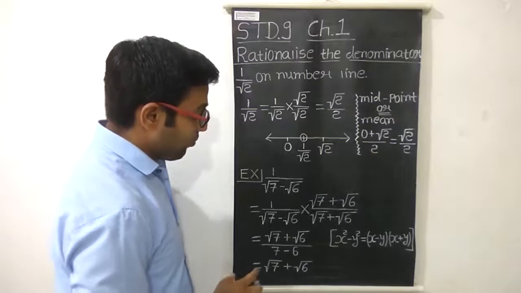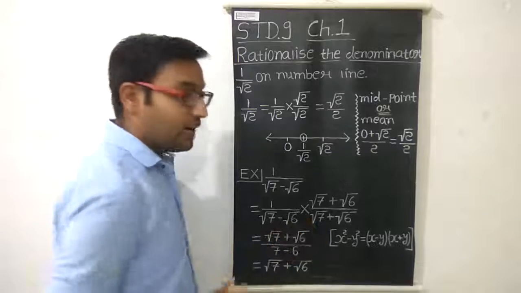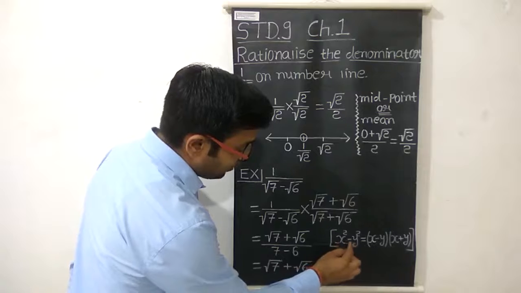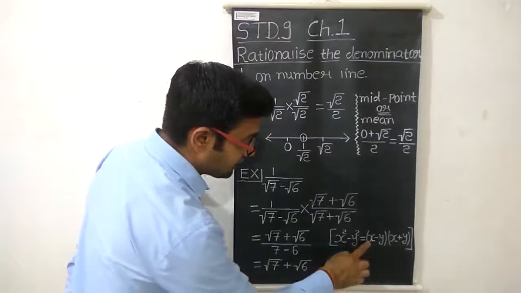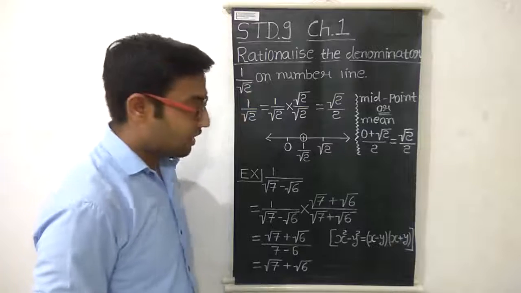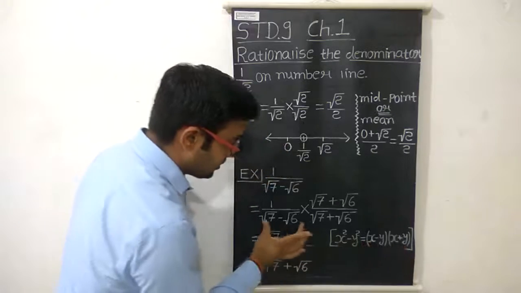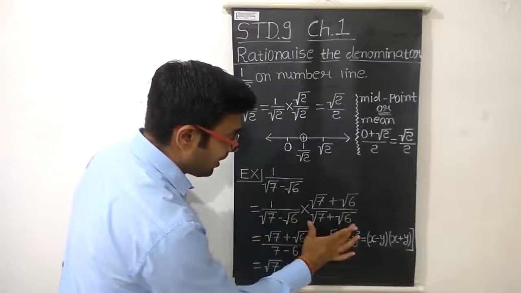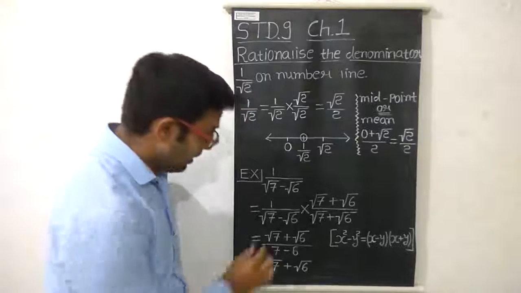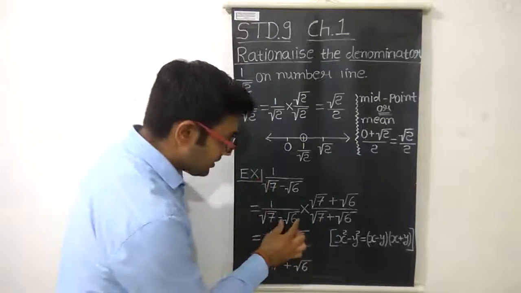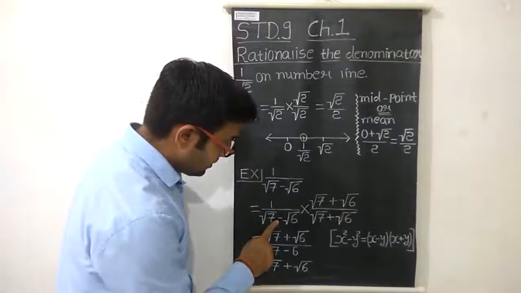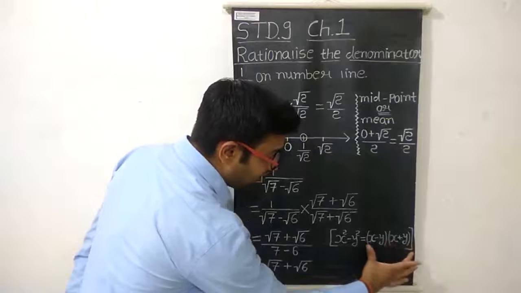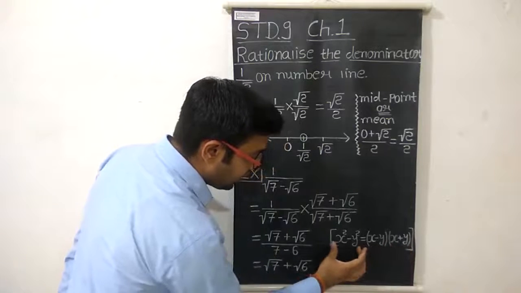Okay, so now it is related to an identity that we have already studied. The identity is x square minus y square, we can write it as x minus y into x plus y. This kind of situation we have here. In the first bracket there is under root 7 minus under root 6, and in the second bracket under root 7 plus under root 6. The first term is the same, the second term is the same. There is a change in the sign. So now we can use this identity.